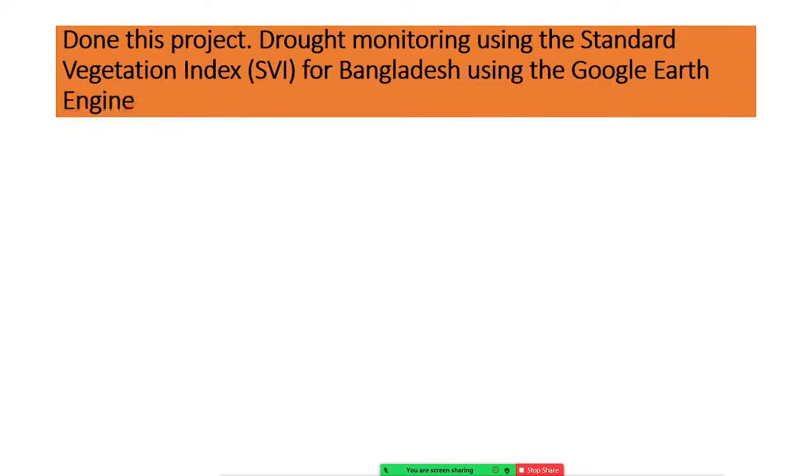Okay, so this is another for drought monitoring using the SVI. It means the Standardized Vegetation Index.